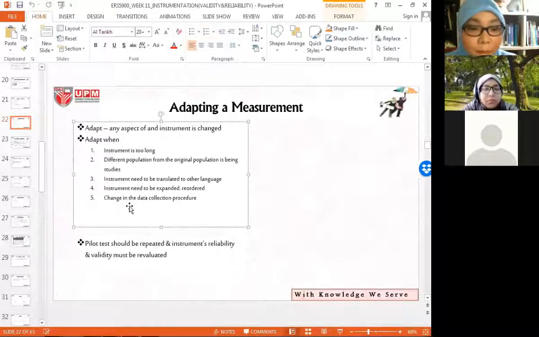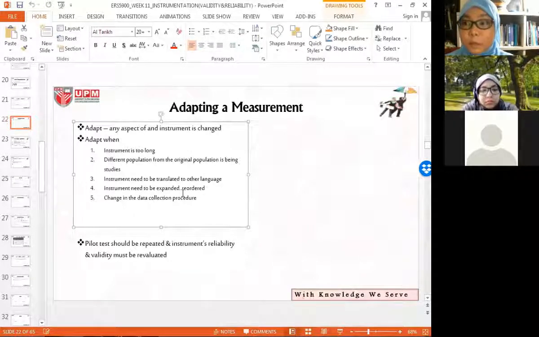Okay? And then change in the data collection procedure. Okay, there is a change in the data collection procedure. So if let's say the data collection procedure is not similar to the one proposed by the original author, we also have to use the term adapt instead of adopt. Okay, understand adapt and adopt?